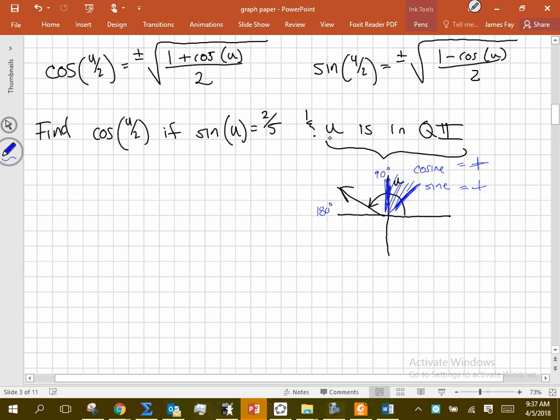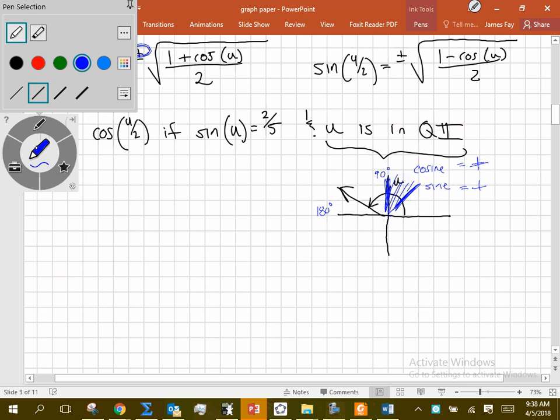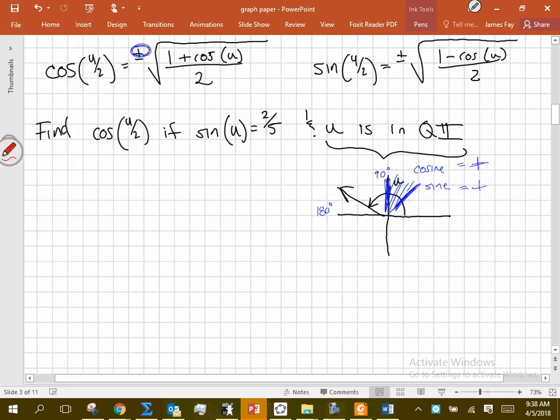So when we deal with this, and they're asking us to find cosine of U over 2, we're going to be using that positive version of that radical. Does that make sense? Okay. That's all that statement is providing us. Okay. So if I'm going to use cosine of U over 2, I need to use that there. And if I'm going to use that formula, I need to know what cosine of U is, right?